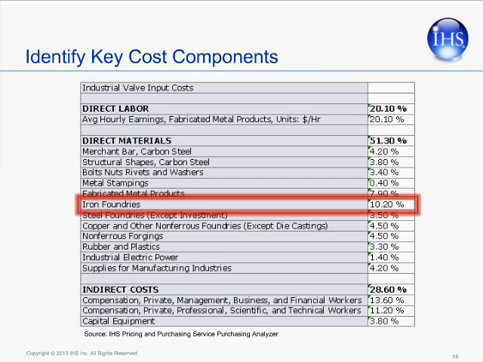So the first thing we want to do once we have this list, of course, is to identify the key cost components. If we're going to be negotiating this price lower on an argument based on cost, we're going to want to make sure we pick large categories. So what I've done here is just highlight iron foundries, just because it is a significant portion of the cost, over 10% there, and it's going to represent our single greatest opportunity to achieve cost savings, just because it is such a large part of the material cost.